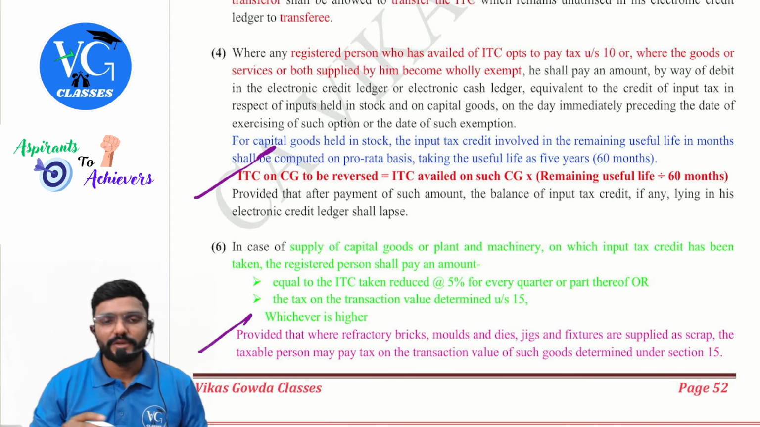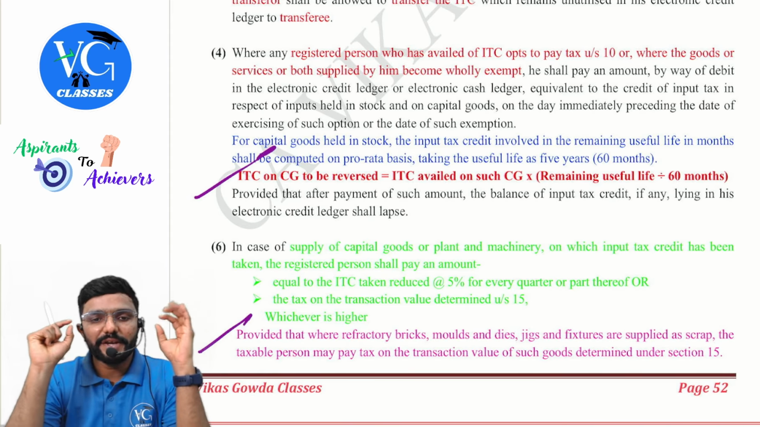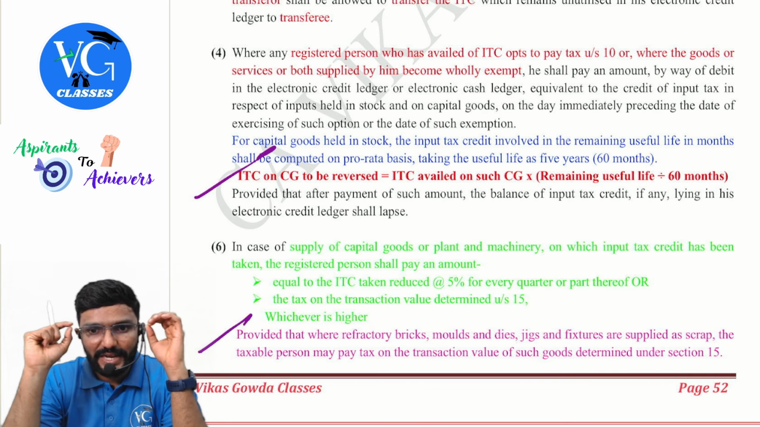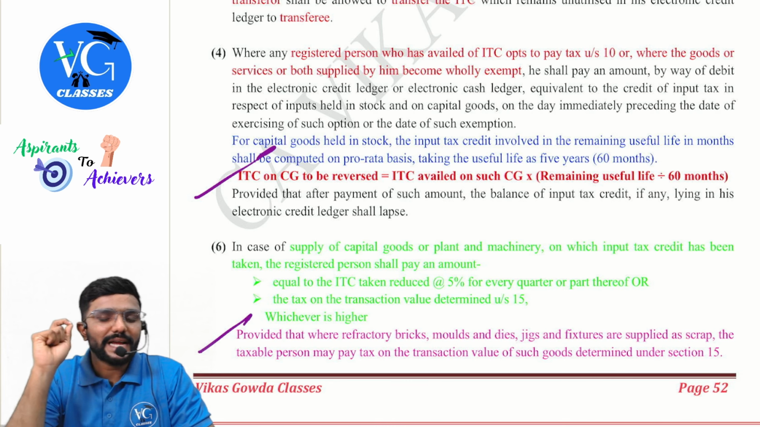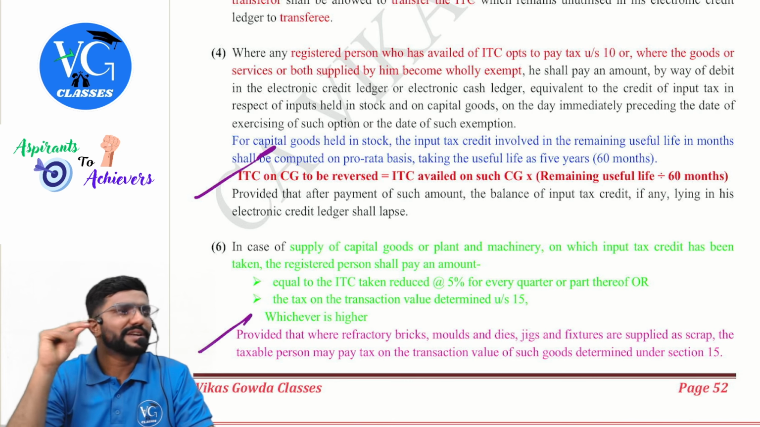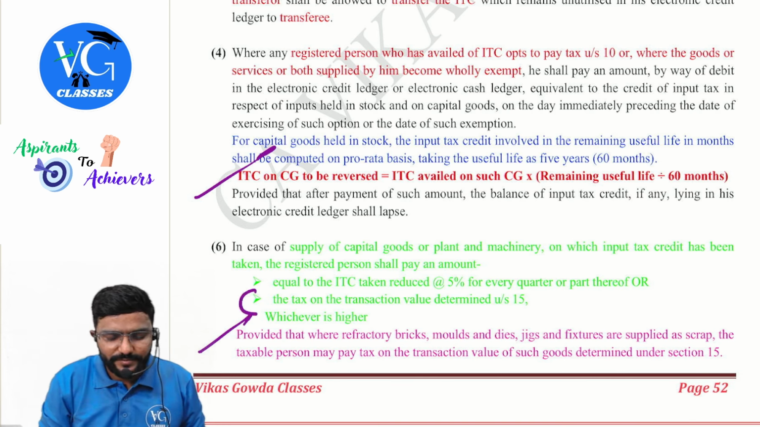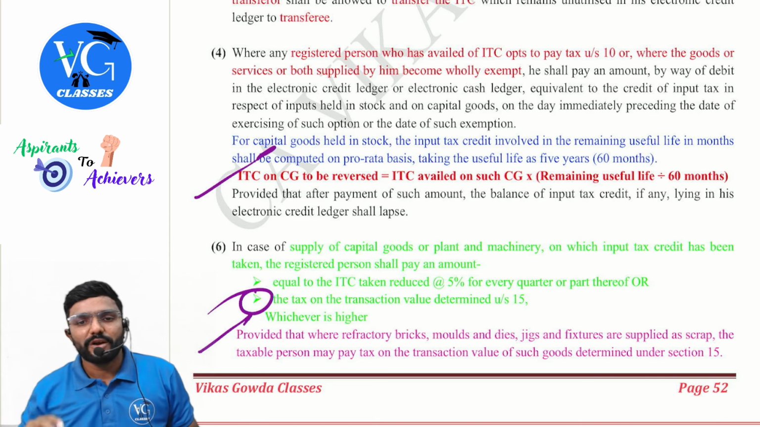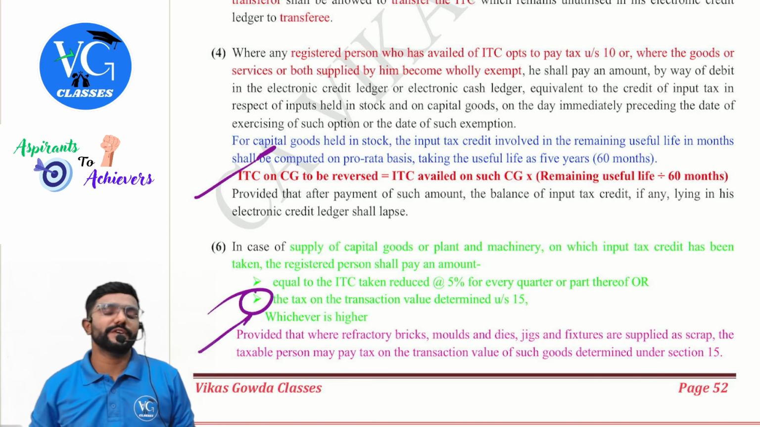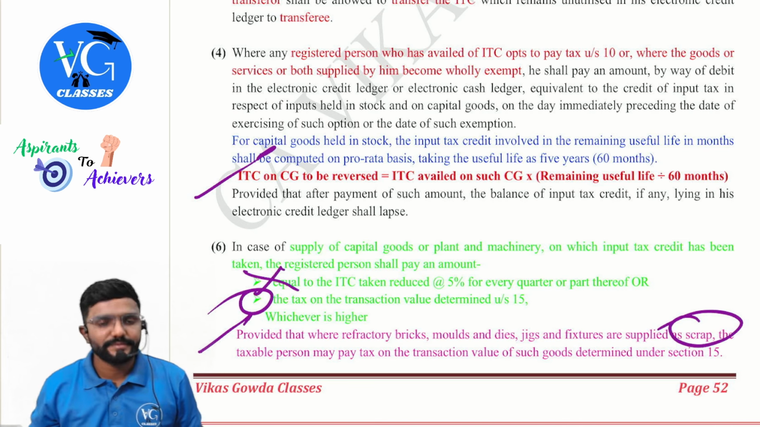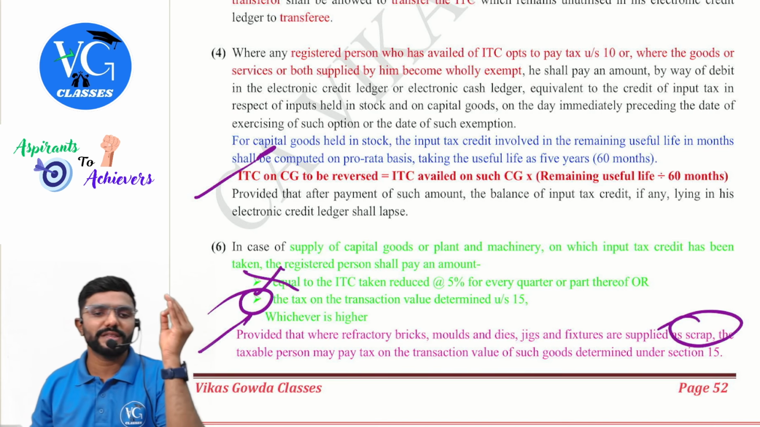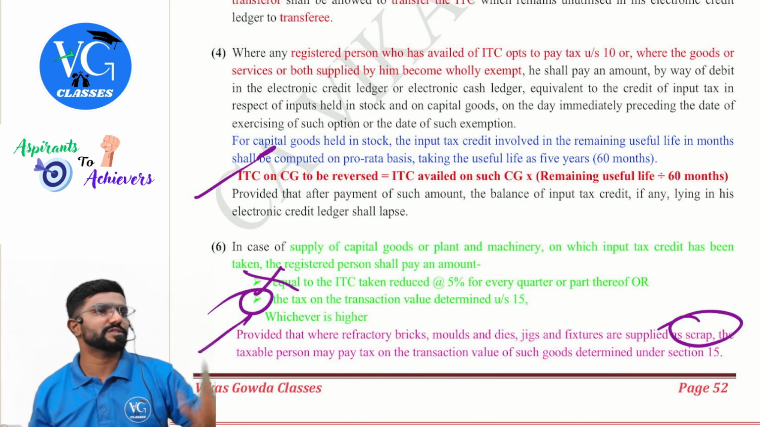There are some exceptions. What is it? Provided that where refractory bricks, molds and dies, jigs and fixtures are supplied as scrap, the taxable person may pay tax straight away on transaction value of such goods determined under section 15. So if any of this has been supplied as scrap, which is used as an equipment or device, they're telling don't take this part. Straight away, whatever is the sale value, whatever is the GST on that, pay that much. That's all. Game over.